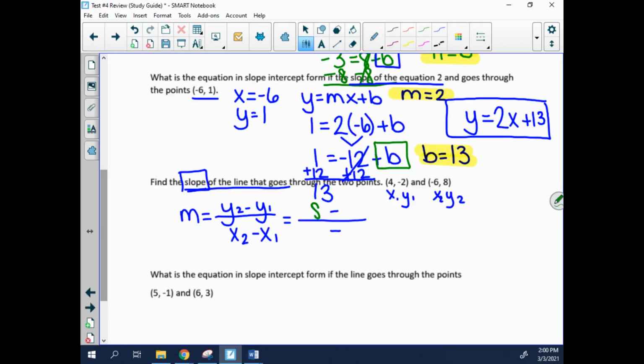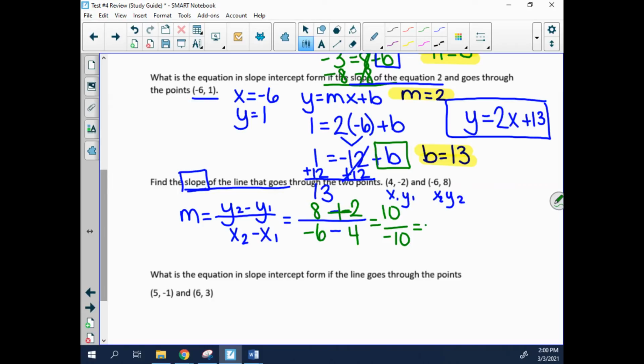y2 is 8. y1 is -2. x2 is negative 6. x1 is 4. Set it equal. If I have two negative signs, it becomes a plus. 8 plus 2 is 10. Negative 6 minus 4 is negative 10.